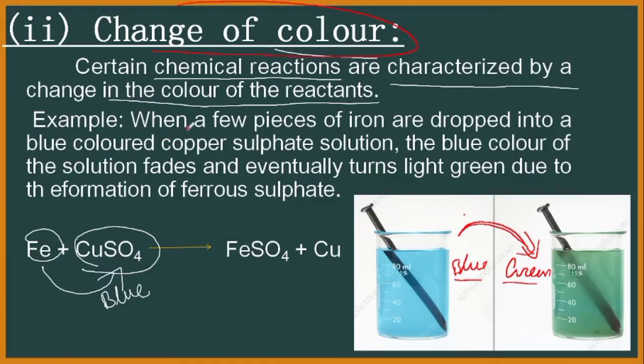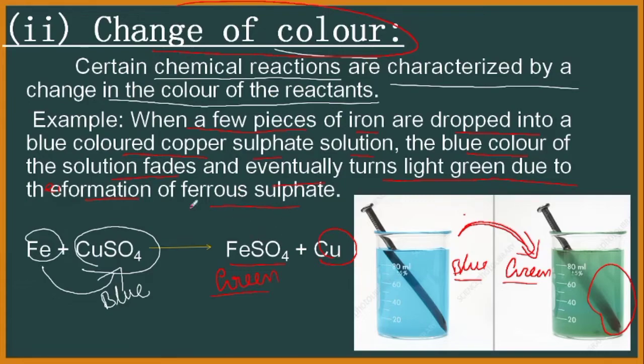For example, when a few pieces of iron are dropped into a blue colored copper sulfate solution, the blue color of the solution fades and eventually it turns light green due to the formation of ferrous sulfate. So what is the color of ferrous sulfate? It is green in color, and then the copper gets deposited on the iron nail. So you can see that in this picture. So this is an example for change of color, and keep this in your mind.